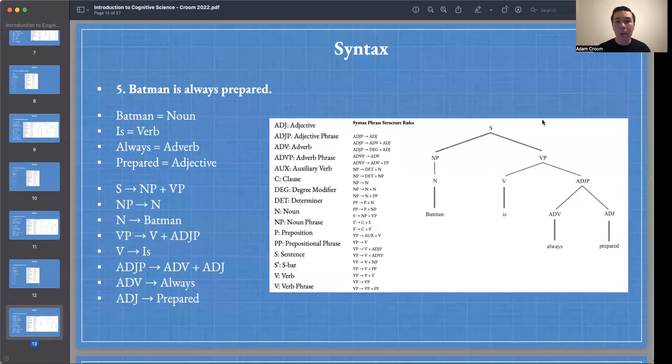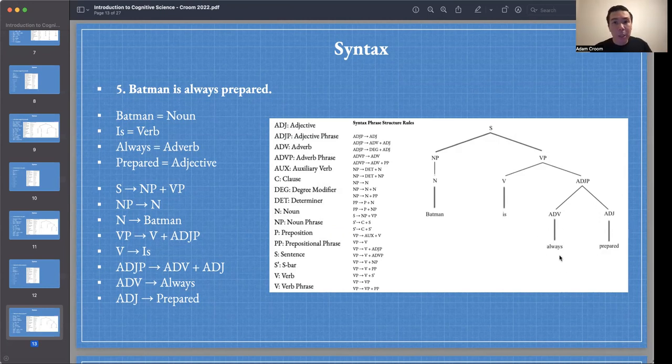All right, so Batman is a noun, so we write an N on top of it. Is is a verb, so we write a V on top of that, right? Always is an adverb, so we write ADV on top of that. And prepared is an adjective, okay? So we write ADJ on top of that, okay? Now we need to put these things together, okay?